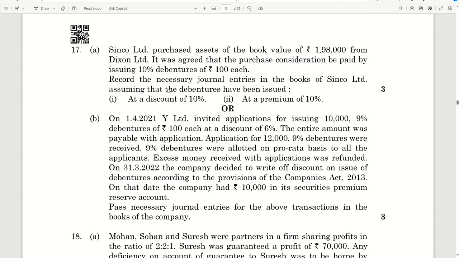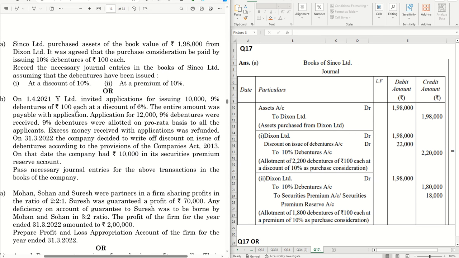Okay, let's have a look how things would look like. The first thing that we have is that Sinco Limited purchased assets of the book value of 1,98,000 from Dixon Limited. For that, there will be a straightforward journal. As you can see, assets account debit to Dixon's Limited account 1,98,000. This is the purchase consideration. And then it was agreed to pay the purchase consideration by issuing 10% debentures of rupees 100 each. Now here there are two scenarios. Let's have a look at the first one at a discount of 10%.